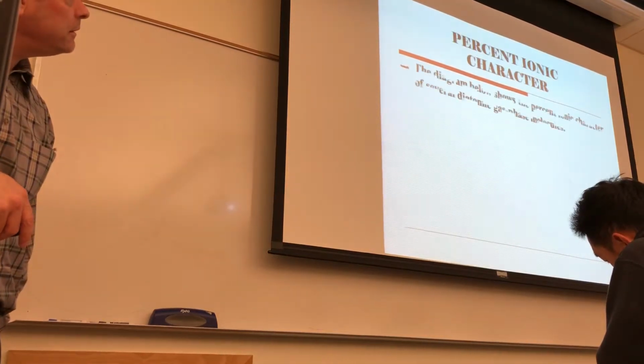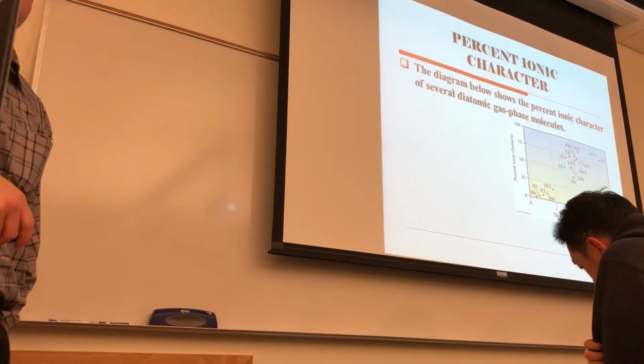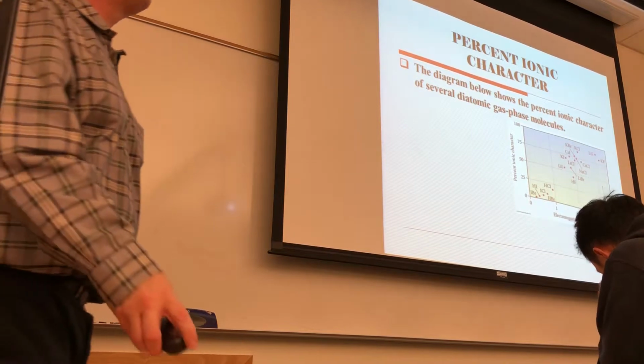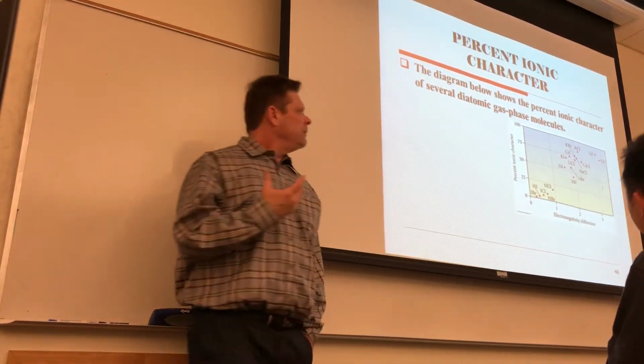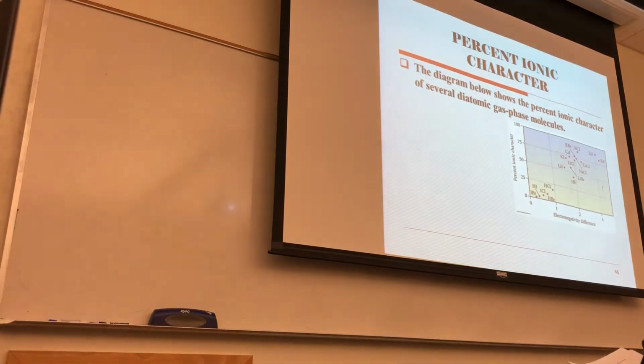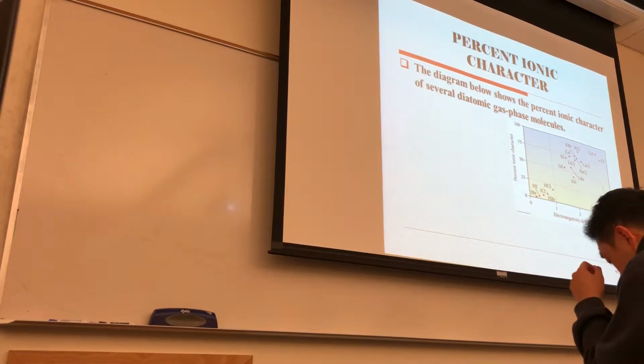Okay. Now percent ionic character. So once again, the old chart that I gave and referenced before is where the percent ionic character above 50 is generally thought of as something that's now an ionic bond. That's what this is referencing.